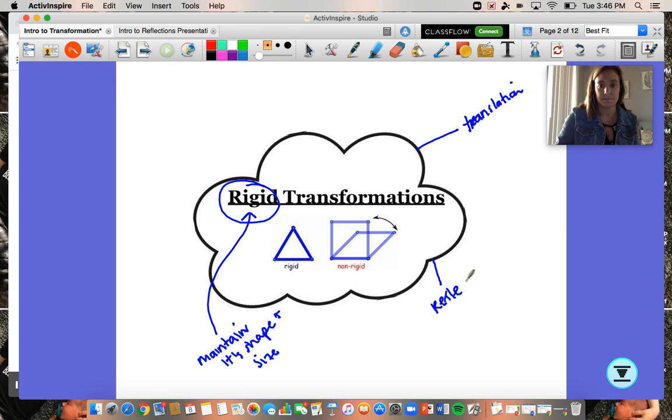Reflection and rotation. And obviously I can't ask you for you to answer right now, but there's a non-rigid transformation. So a non-rigid transformation is a transformation that does not maintain its shape or size. And one of the non-rigid transformations, and this will come up later on in this course, it's not even in this unit actually, is going to be a dilation.